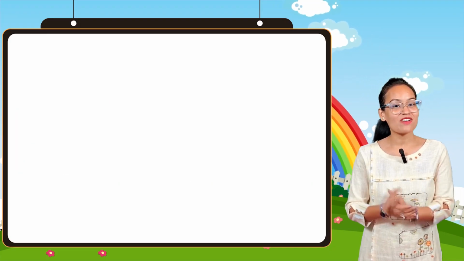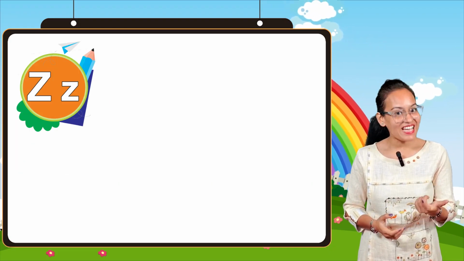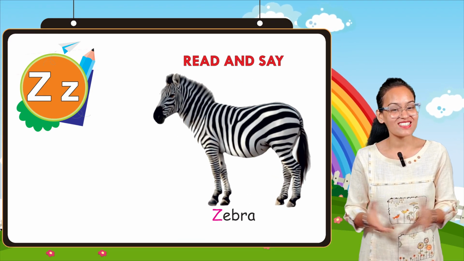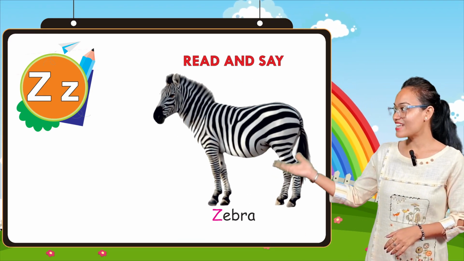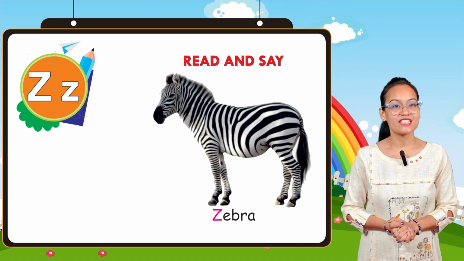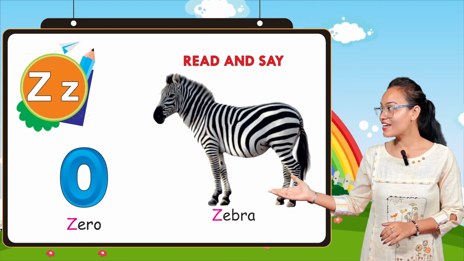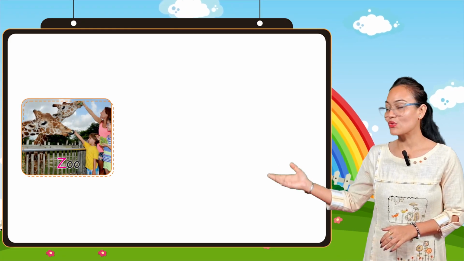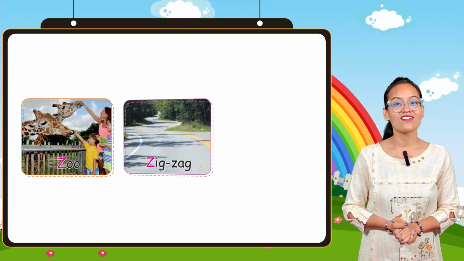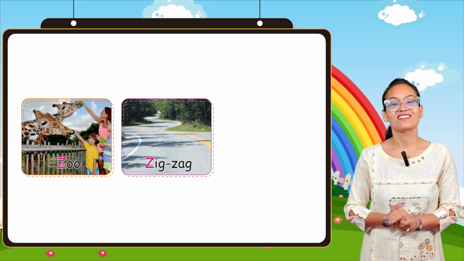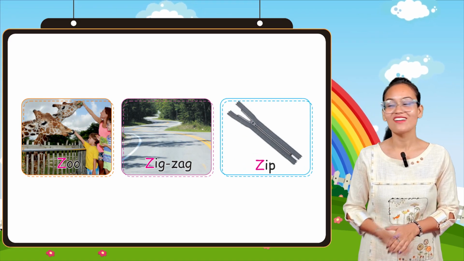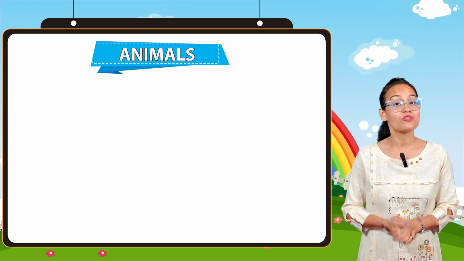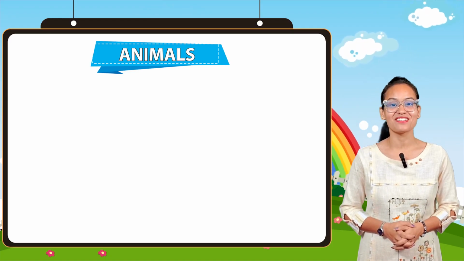And our last alphabet, my dear students, is Z. Capital Z and small z. Read and say: Z for zebra, Z for zero, Z for zoo, Z for zigzag, and Z for zip. Now, my dear kids, we are going to learn about different types of animals.